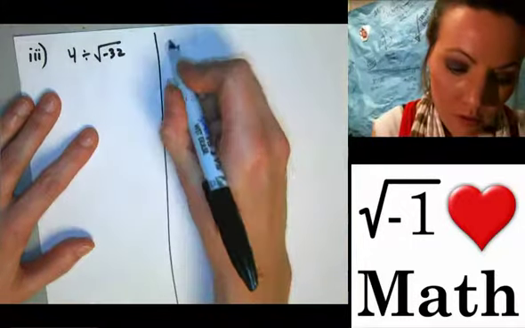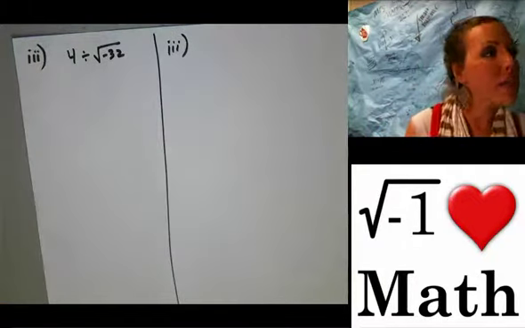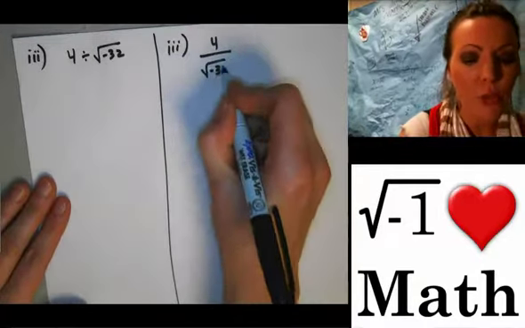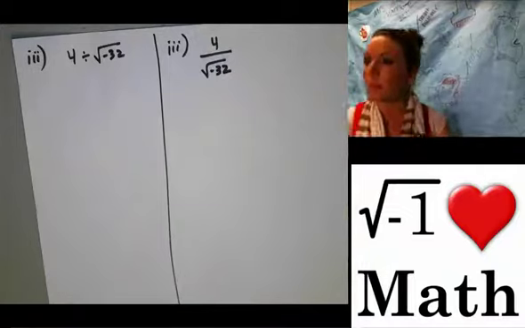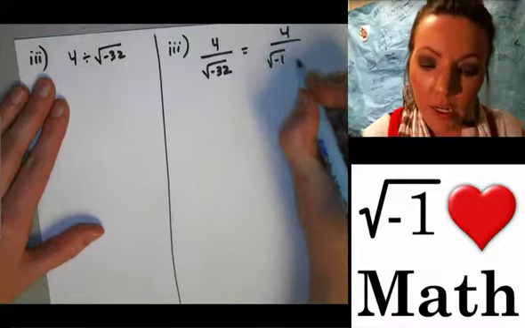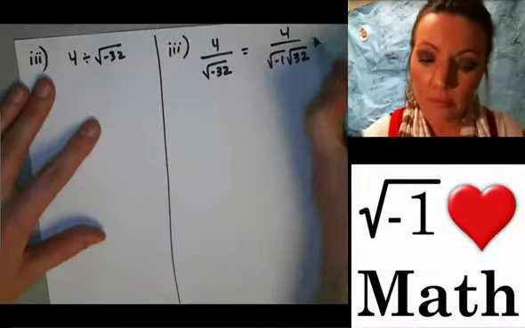So 4 divided by the square root of negative 32, that is the same thing as 4 over the square root of negative 32. Okay, so we want to, again, simplify as much as we possibly can. So we can write this as the square root of negative 1, square root of 32. Square root of negative 1 is what again? I. So it's I root 32.